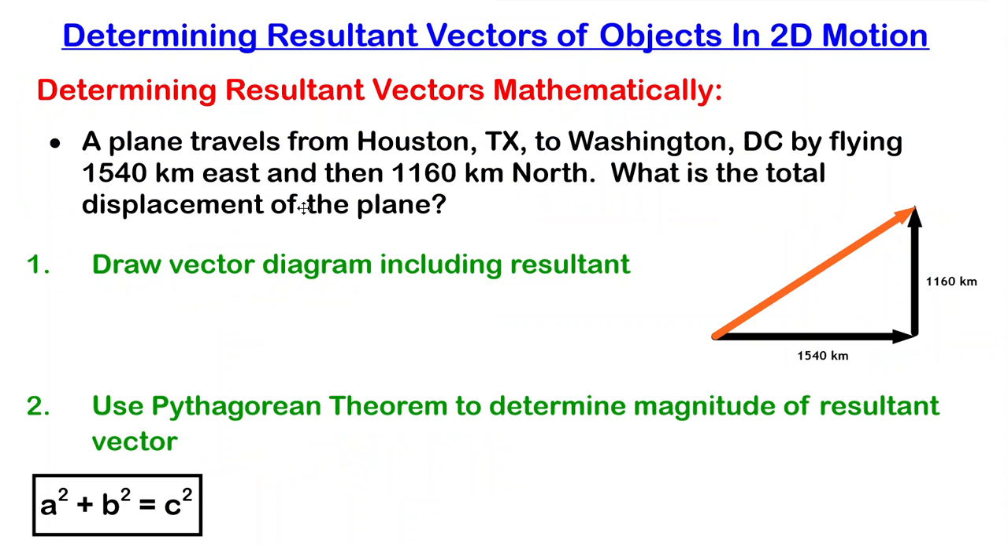So we can do a problem here. A plane travels from Houston, Texas to Washington, D.C. by flying 1,540 kilometers east and then 1,160 kilometers north. What is the total displacement of this?